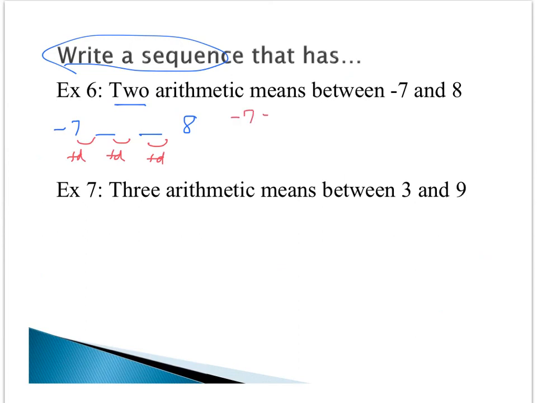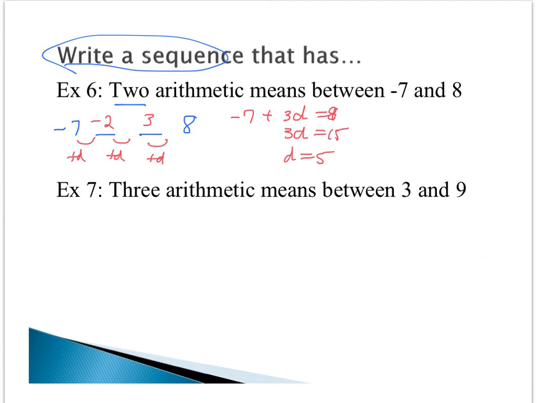So I can say -7 plus 3d equals 8, 3d equals 15, common difference is 5. Now we can go ahead and add 5. So -7 plus 5 is -2, -2 plus 5 is 3, and then if I continue that pattern, 3 plus 5 is 8. And that verifies that we have found the correct values. Go ahead and try the last example on your own.